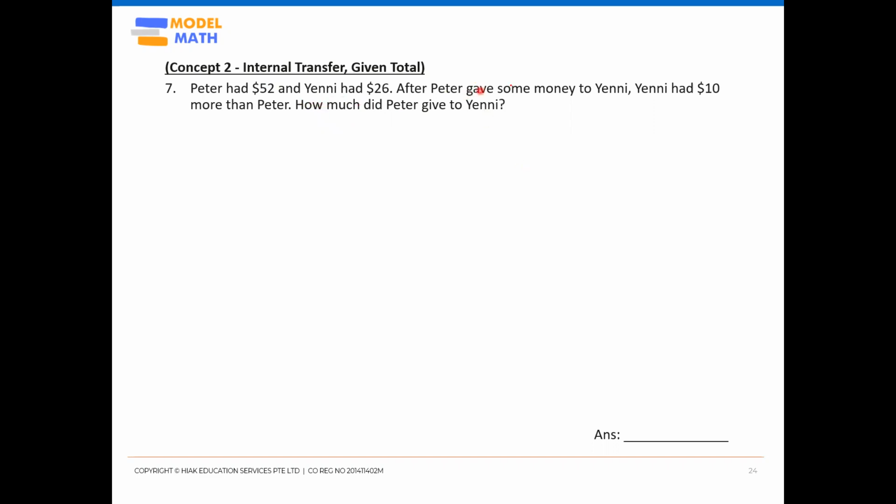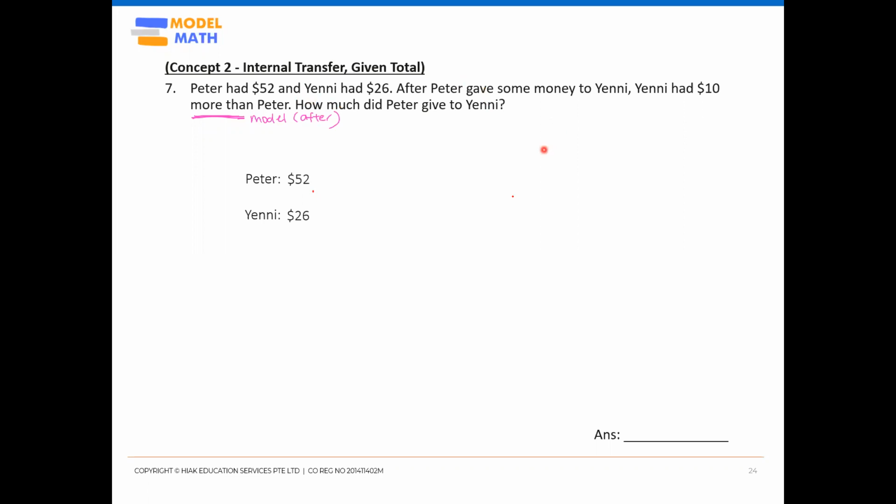Okay, so Peter giving some money to Yenni, that will be the transfer, that will be the change. And later on, Yenni has $10 more than Peter. Now you have a comparison statement, more than. This one, you will require a model in the after portion, which we will record down later on. So let's start by recording our before information. Peter and Yenni, whatever values I know, you just need to write that down.